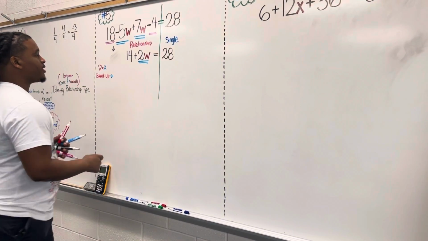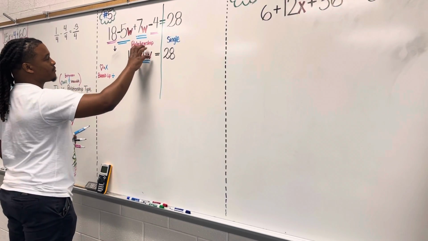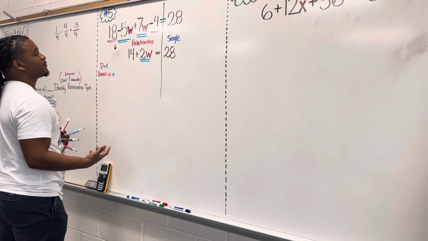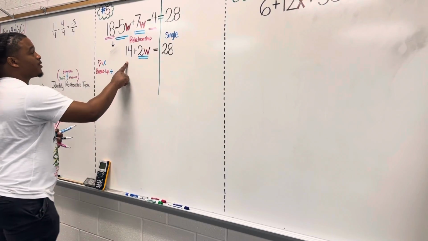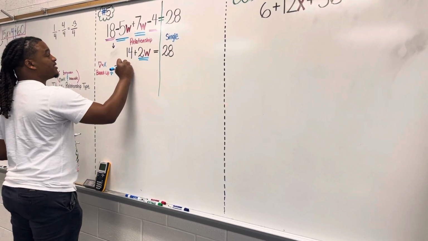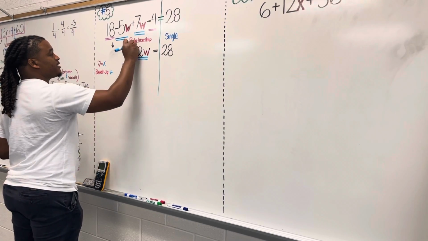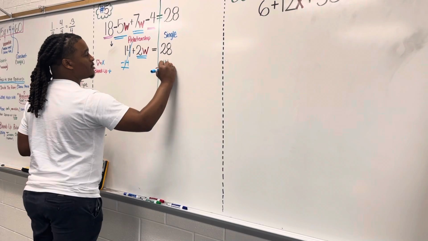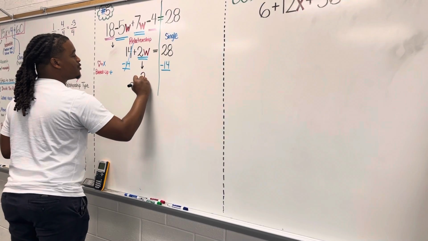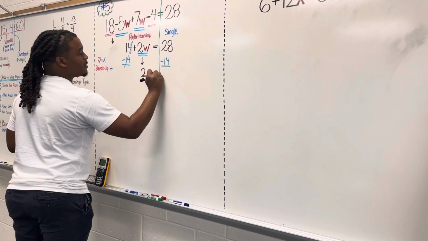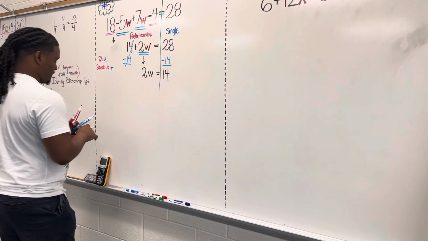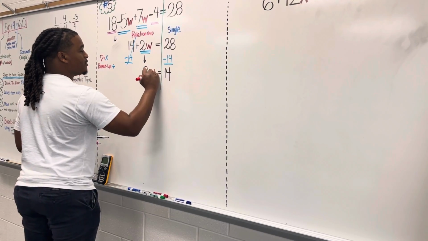Now 2 times w is in a relationship, so it's on its correct side. But as you notice, 14 does not have a variable attached to it, so it's not in a relationship, it's single. So we need to move 14 to the single side. The inverse of positive 14 is negative 14, so I'm going to subtract 14 on both sides. Now I have 2w equals 28 minus 14 is 14. So now I have 2w equals 14.